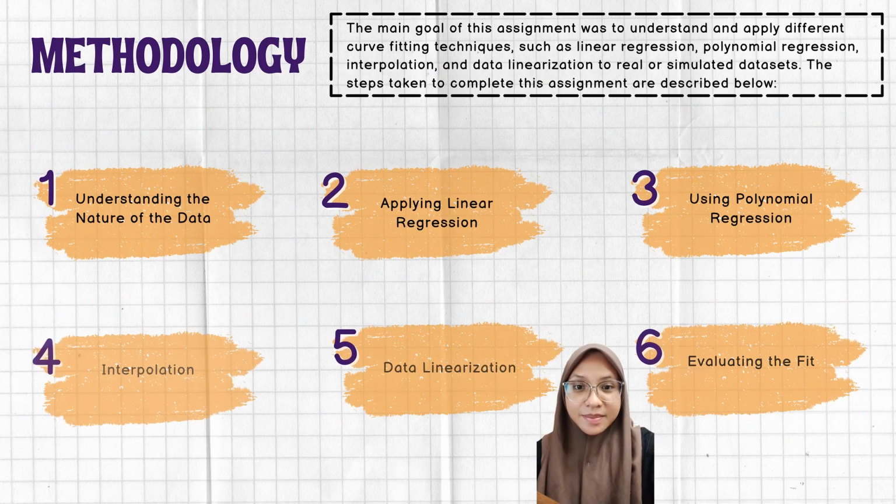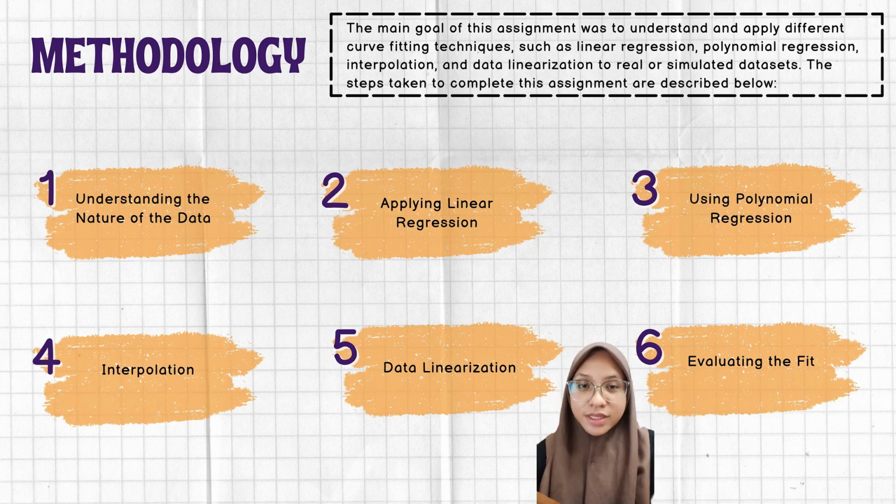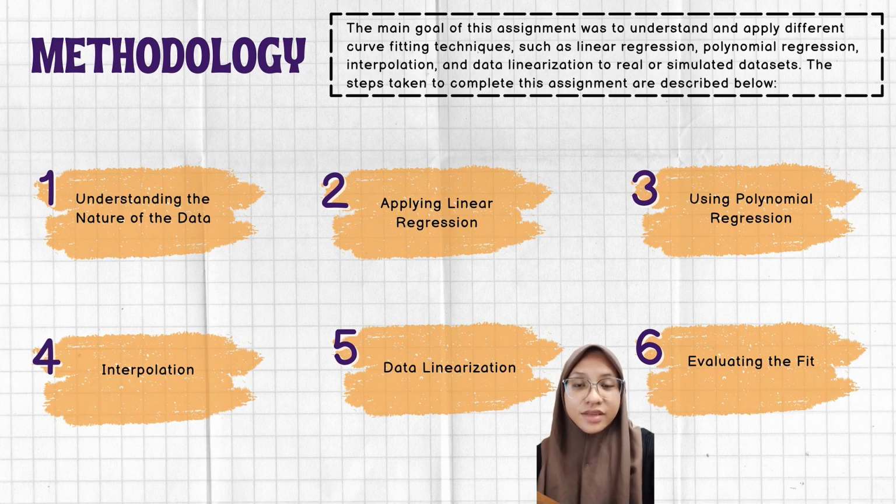The assignment started by examining the data to see how the x and y variables were related. A scatter plot was used to visually check if the pattern was more linear, curved, or exponential. For linear trends, a straight line model was fitted using the least squares method. For curved trends, polynomial models like quadratic were used to better follow the shape of the data.